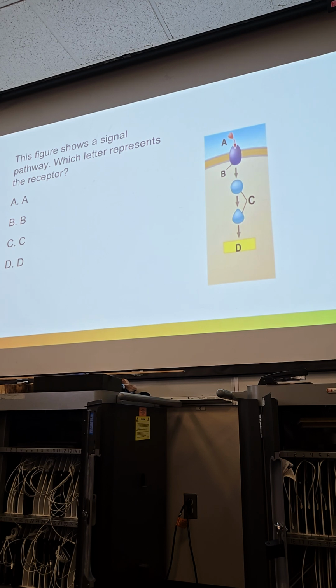Okay, doctor. A. What? The substrate. Yeah, it looks like it from the diagram. B is the thing that grabs the substrate, essentially. Receptor? What does A and B represent? Reception. C represents transduction. D represents response. Which one is the signal? A is the signal, therefore signal receptor is B. The correct answer is B.